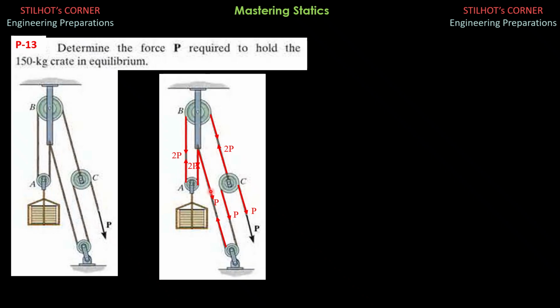And since the mass or weight of the pulley is negligible in this problem, only the weight of the crate is to be considered. So the free body diagram consisting of these two tension forces equal to 4P total must equal this weight, which is 150 times 9.81. So the equation is 4P equals 150 times 9.81, or 4P minus 150 times 9.81 equals 0. So from there, P is 367.9 newtons.